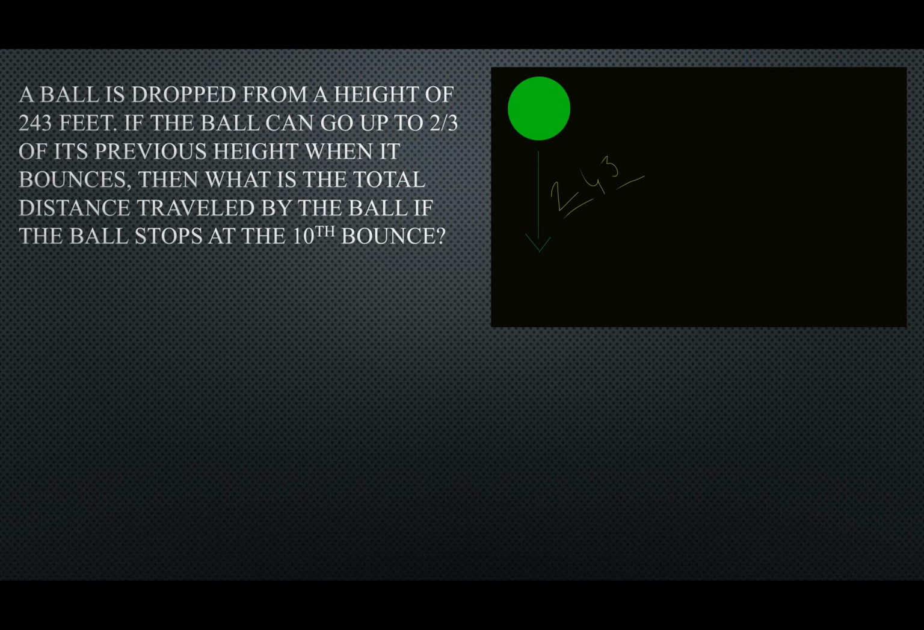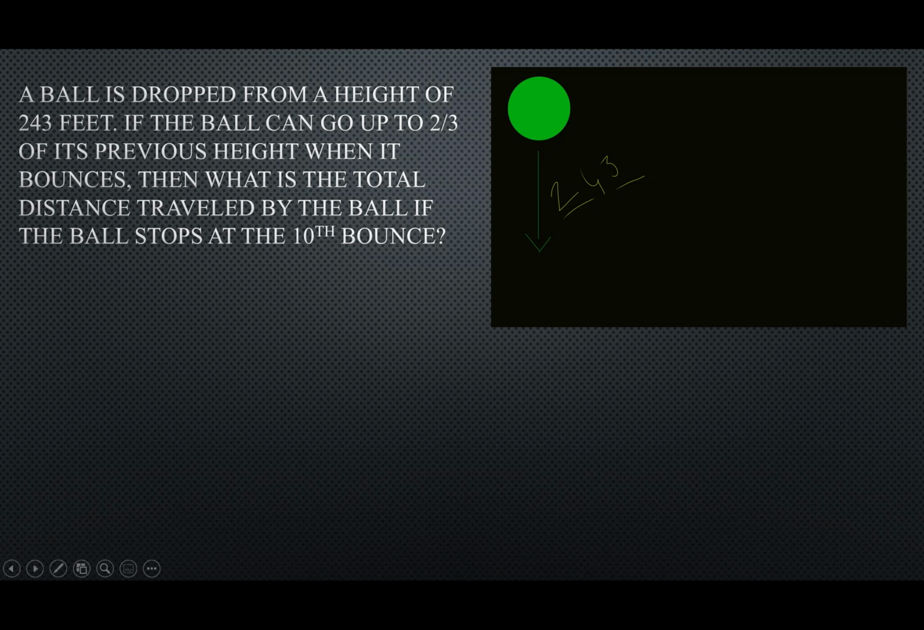A ball is dropped from a height of 243 feet. If the ball can go up to 2/3 of its previous height when it bounces, then what is the total distance traveled by the ball if the ball stops at the 10th bounce? Here, they've even included a picture.